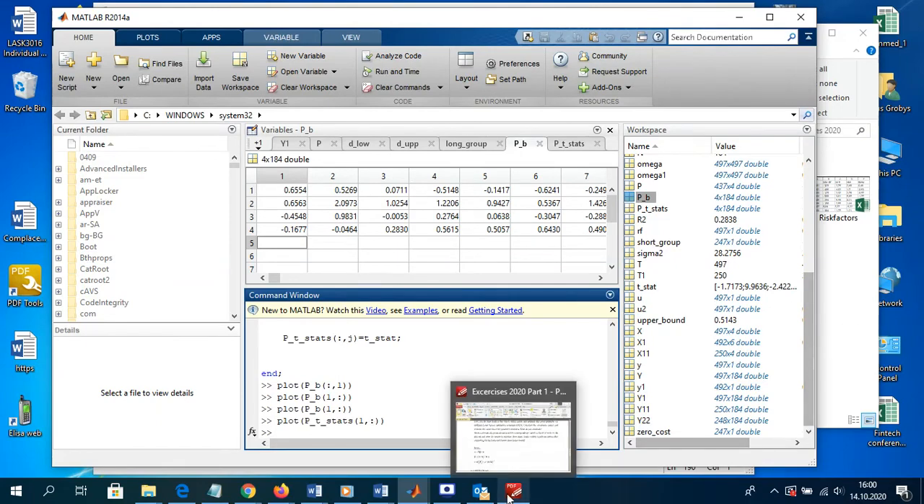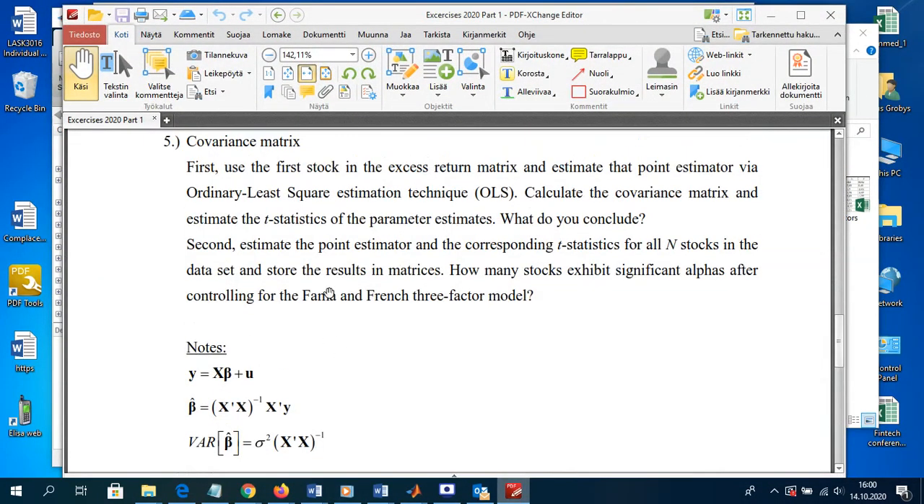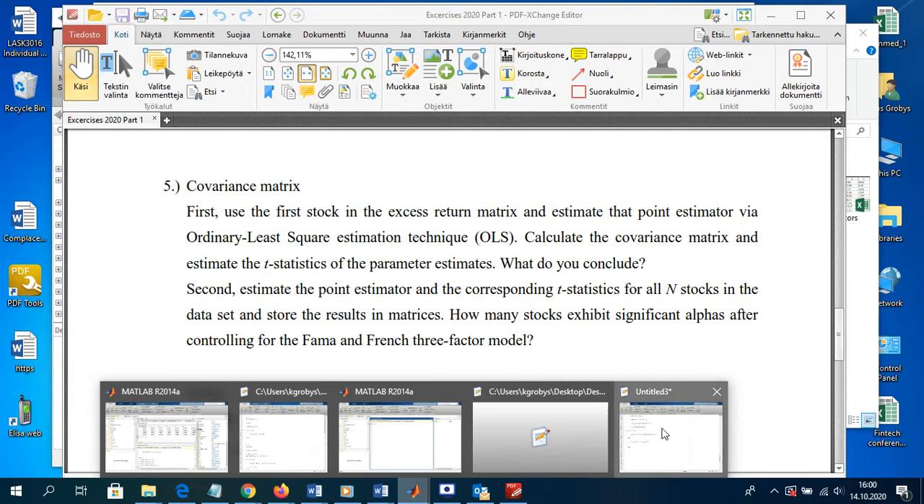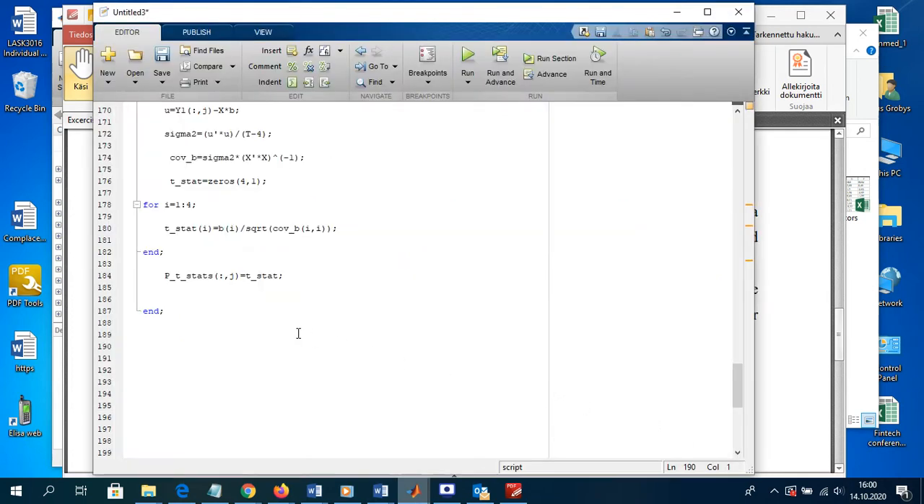So next, we are asked how many stocks exhibit significant alphas after controlling for the Fama-French 3-factor model. We want to check how many stocks in the sample have alphas with t-statistics either above 1.96 or below minus 1.96, because those are the significant ones. So how do we proceed?